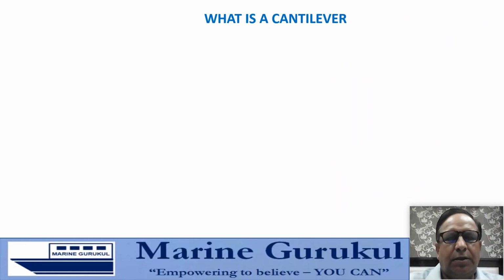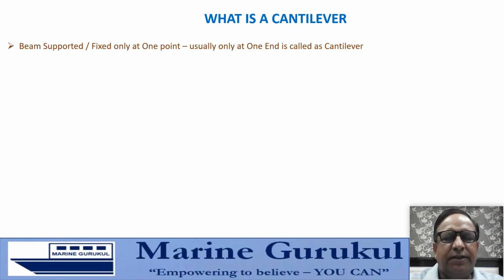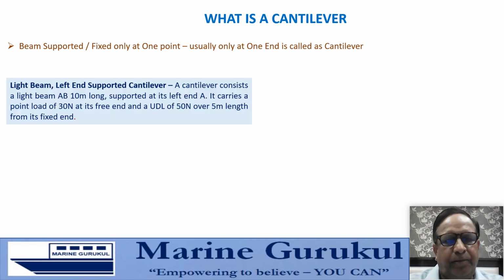So we first start by understanding what a cantilever is and how it is represented in a diagram. A cantilever is nothing but a beam. It could be a light beam, a beam of uniform cross section, or a beam of non-uniform cross section, supported or fixed at one point, and usually that is one of the end points. Let's take two illustrations to understand how a cantilever can be represented in a diagram.